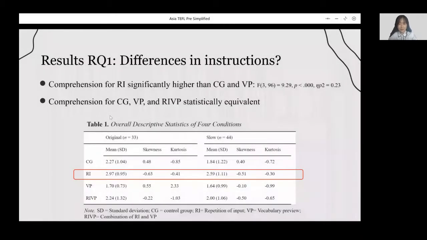About research question 1, the differences in comprehension for receiving various listening instructions, the values of skewness and kurtosis indicate the dataset is normally distributed, which could be used for further analysis. Look at the table. The repetition of input group outperformed the control group, while the vocabulary preview group and the combined group performed worse than the control group. This result revealed that test takers who received the support of RI tended to get a higher score in the listening test. The comprehensions for CT, VP, and RI-VP are statistically equivalent.